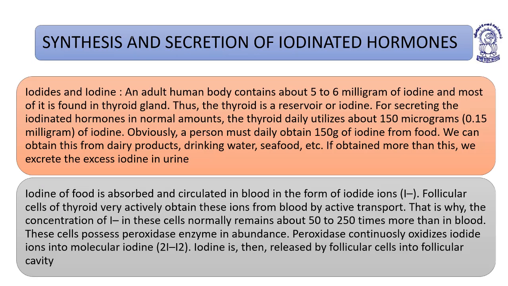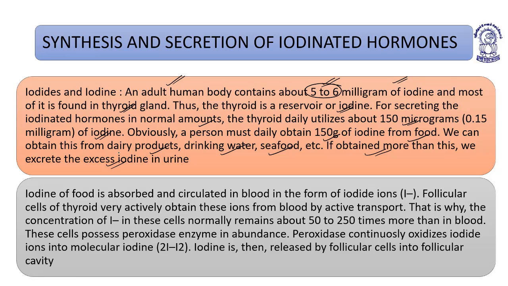We were talking in the previous slide about iodides and iodine. An adult human body contains about 5 to 6 milligrams of iodine, very important, and most of it is found in the thyroid. Thus, the thyroid is a reservoir of iodine. For secreting the iodinated hormones in normal amounts, the thyroid daily utilizes about 150 micrograms, 0.15 milligram, of iodine. A person must daily take about 150 micrograms of iodine from food. We can obtain this from dairy products, drinking water, and seafood. If obtained more than this, we excrete the excess iodine in urine.